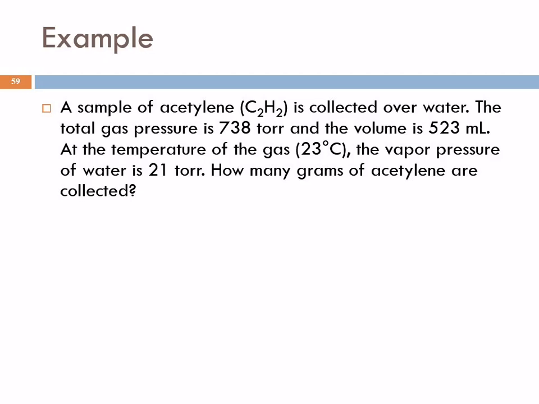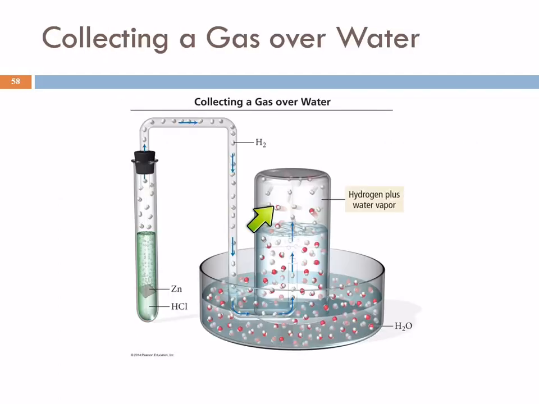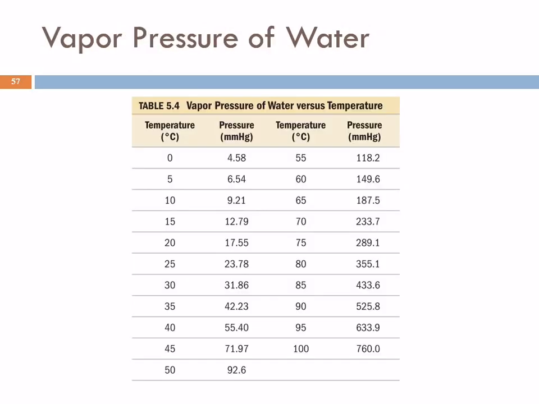So remember, we were talking about mixtures of gases, and one of the things was Dalton's law of partial pressures. So let me go back here. The pressure that this gas is exerting is the partial pressure of the hydrogen gas plus the partial pressure of the water vapor. The partial pressure from the water is known as the vapor pressure, and that will be just dependent on the temperature. So we can just measure the temperature and look it up in this table.